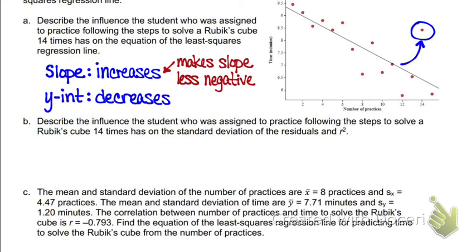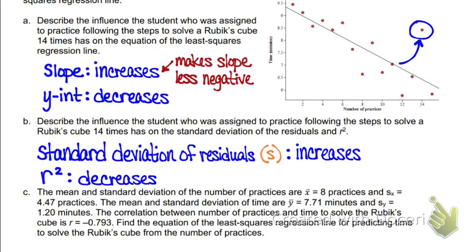What do you think that would do to the standard deviation of the residuals, to S? Would it increase or decrease S? It's going to increase S. What about R squared? Decrease. The standard deviation of the residuals S is going to increase. R squared is going to decrease.